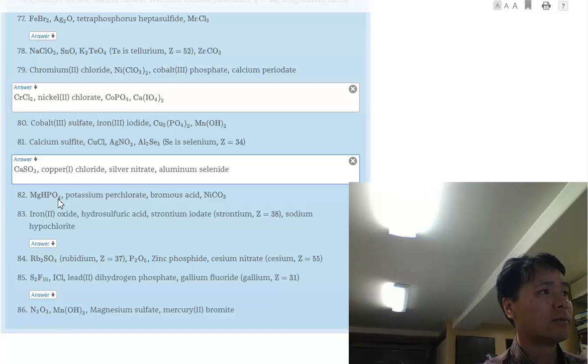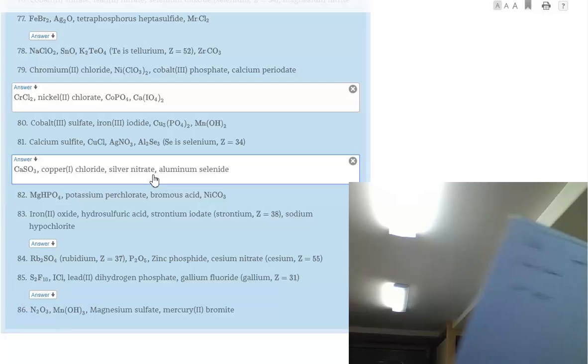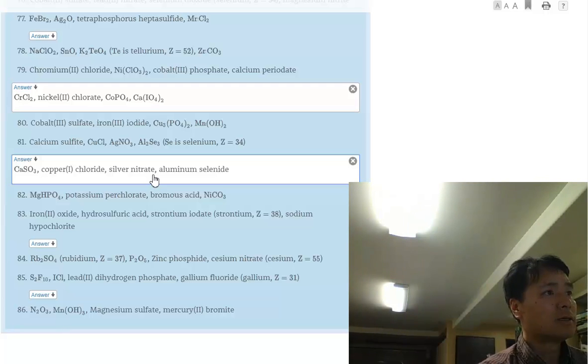Okay, 82, magnesium. Alright, magnesium is 2 plus, so that's magnesium ion, and then it's the HPO4. HPO4 is actually a 2 minus ion, so it balances out. HPO4 2 minus is hydrogen phosphate or monohydrogen phosphate. Okay, then we have potassium, which is K plus, and perchlorate, which is ClO4 minus. And so that just works out to KClO4.